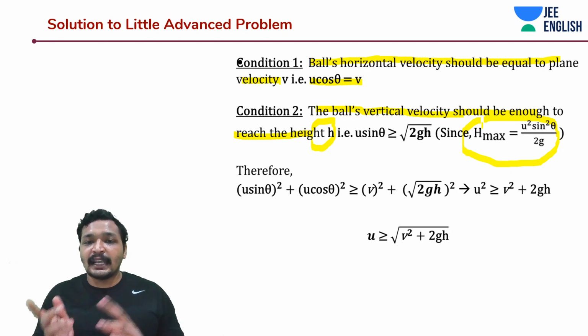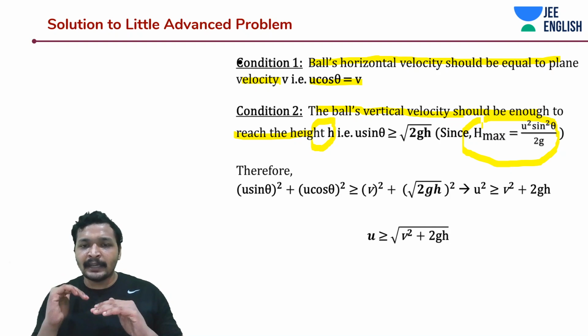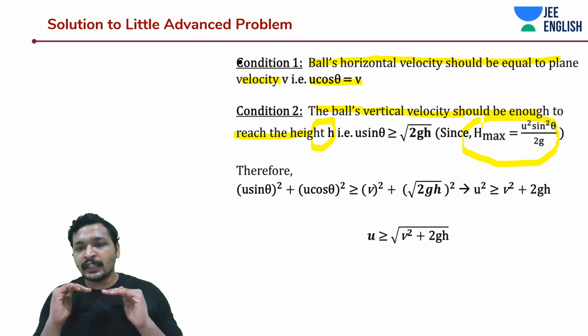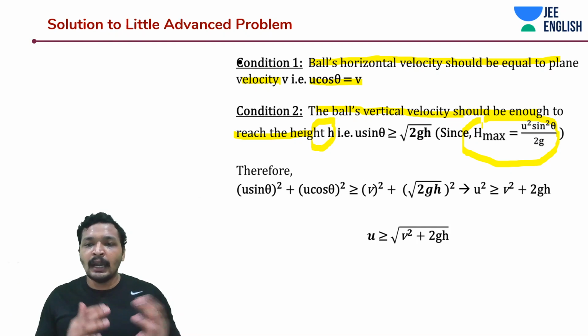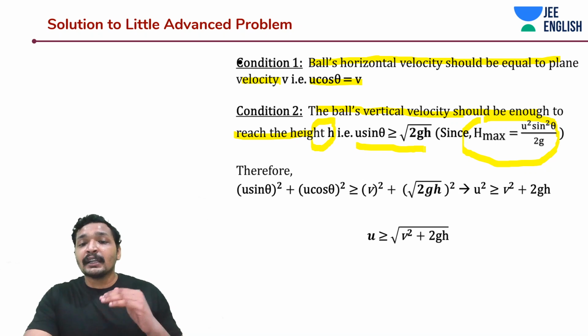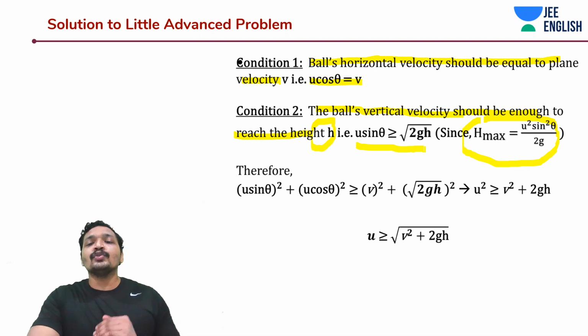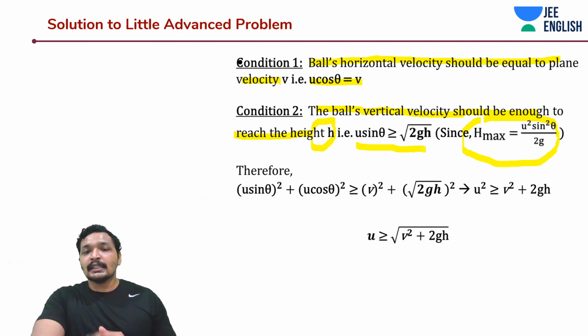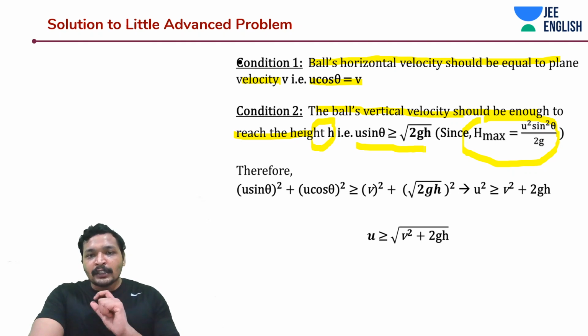I'll substitute h max equal to h, that is the minimum height that I need. So I need to only give it that minimum velocity. And I'll find out that u sine theta, that is the velocity along the y-axis, should be greater than or equal to under root 2gh.